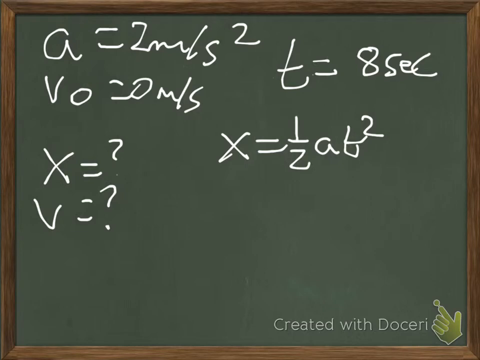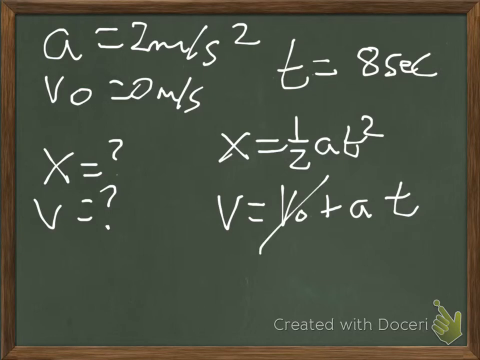So we just use the equation with 1/2 at squared because it starts at rest and it starts at 0. So it's just 1/2 at squared, and that will tell us how far it goes. And if we want to know how fast it's going, then we can just use this equation, where that is 0. So it's just going to be a times t.